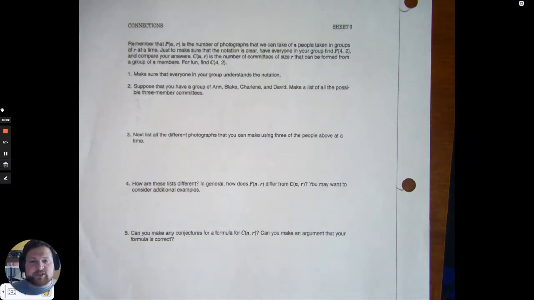We're finishing up with sheet 3 now, which is where we're going to bring the connections. Now, we already talked a little bit about these formulas, but we really want to make sure that you understand how they work and what the difference is, right? So, our two different notations, right?